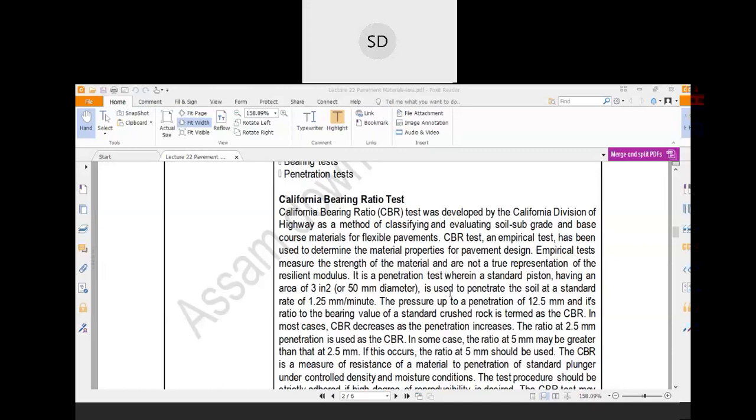Now after collecting the soil sample, what do you have to do? First you have to mix water with the soil sample. Now in which quantity do you have to mix the water? The quantity would be the optimum moisture content. Why optimum moisture content? Because at the optimum moisture content, the dry density would be maximum. Therefore, you have to mix water with the soil sample in a quantity of optimum moisture content.